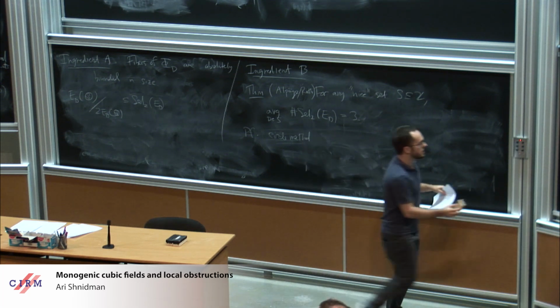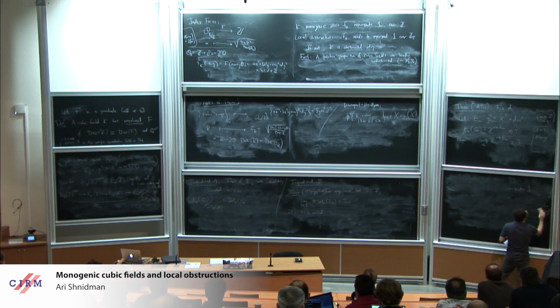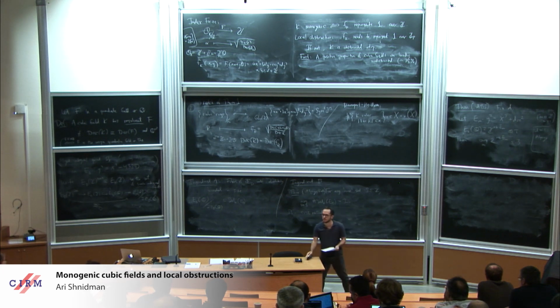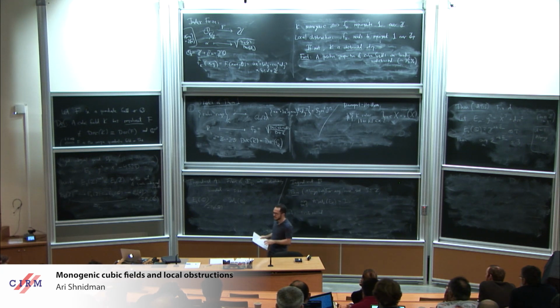So the third ingredient has to do with understanding the set of integers that arise as discriminants of cubic fields. I said Davenport and Heilbronn showed it's O of X. So you might imagine that if you go through all numbers up to X, the discriminants that show up are roughly uniformly distributed. But what actually happens is that it's very choppy.